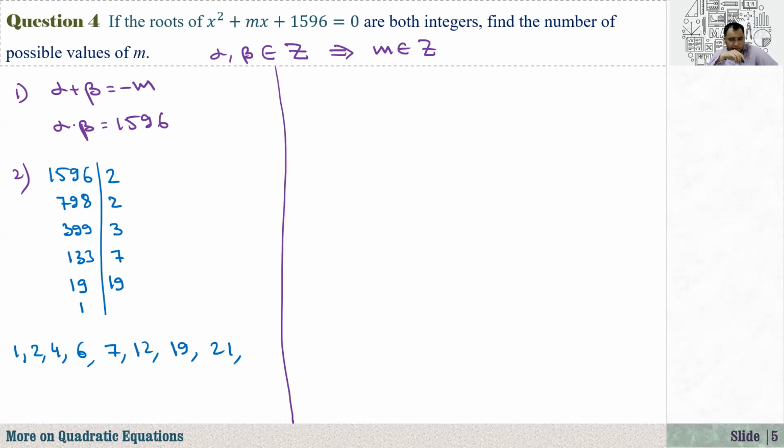2 times 2 is 4, 2 times 3 is 6. Okay, we have 7, and after that, 4 times 3 is 12, and 3 times 7 is 21, and 19, and 4 times 7 is 28, right? And 6 times 7 is 42. I also need to write here 38, because 2 times 19 is 38, and 42, right?